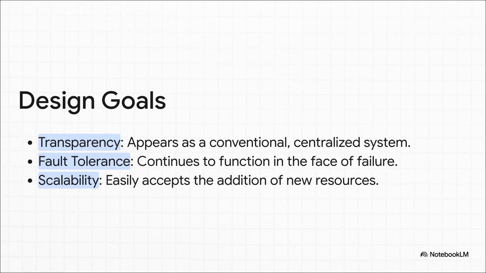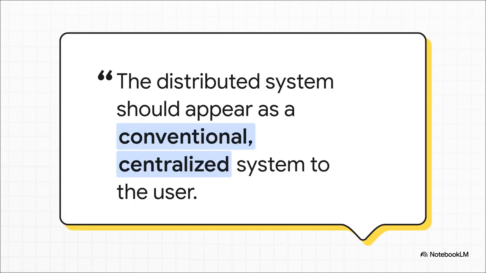The whole point is to hide all the crazy complexity from you, the user. It should just work. Second, fault tolerance. This is what we just saw with the heartbeat protocol. If one piece fails, the whole thing keeps on chugging without you ever knowing. And third, scalability. As more people use the service, they can just keep adding more computers to the system to handle the load. And really, that first goal, transparency, that's the whole magic trick.